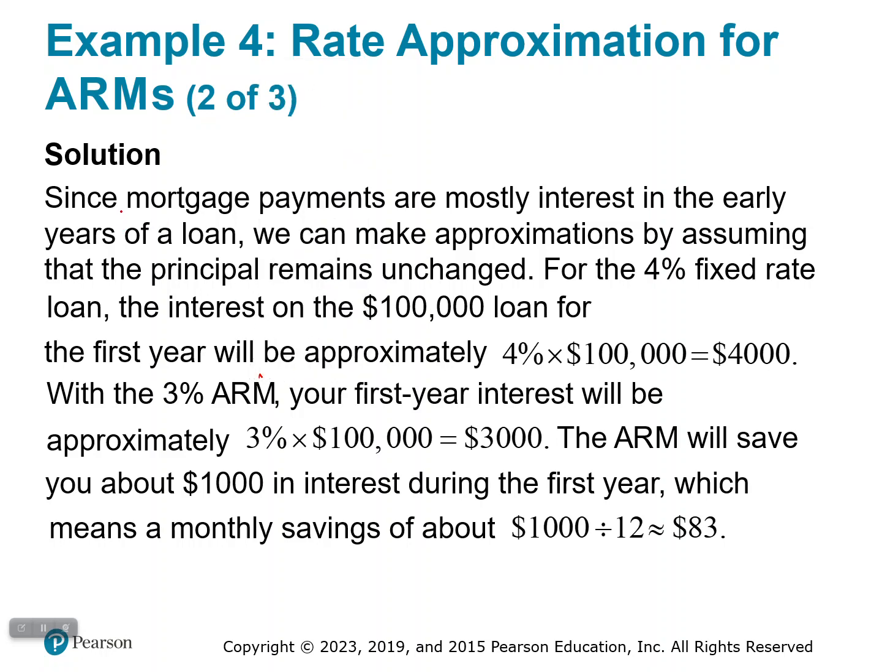I remember. Since mortgage payments are mostly interest in the early years of a loan, let's just assume the principal remains unchanged. 4% of $100,000 is $4,000. So that'll be approximately the interest that you pay on your first year of the fixed rate loan. Similarly, since the principal doesn't change much in the first year, 3% of that $100,000, you'll have approximately $3,000 of interest in the first year on the adjustable rate mortgage. Obviously, you're paying more interest on the fixed rate loan right now. If you save $1,000 over the course of a year, you're saving $83 a month.